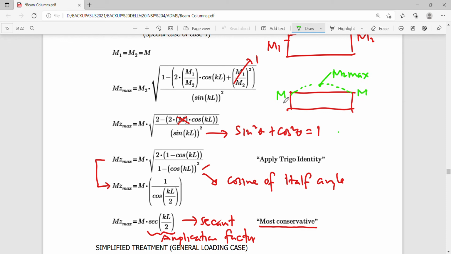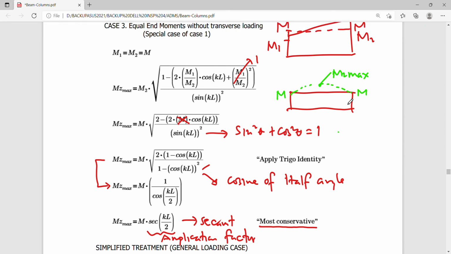But if you have an equal end moment, there's a tendency for the moment at the midspan not to exceed the value of the bigger moment. That's why assuming every time that your moments are simply equal at the ends is a safer assumption rather than assuming a value M1 increasing to M2.